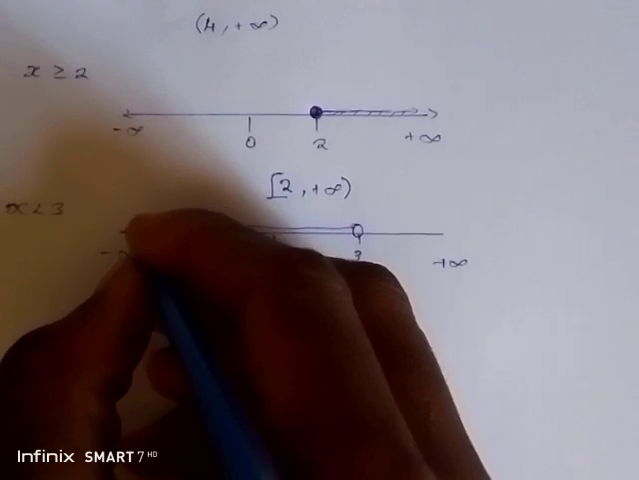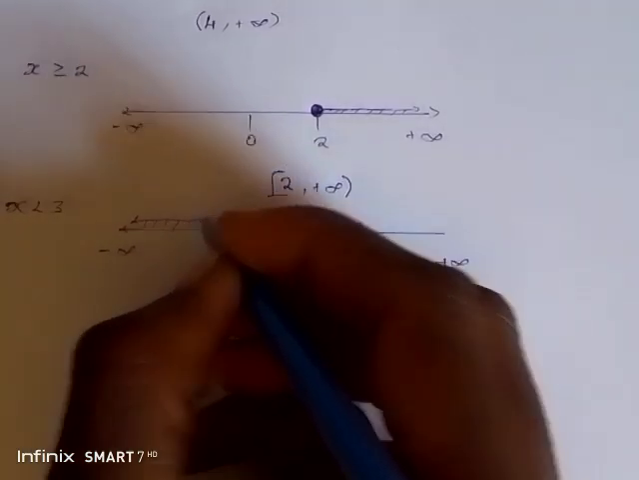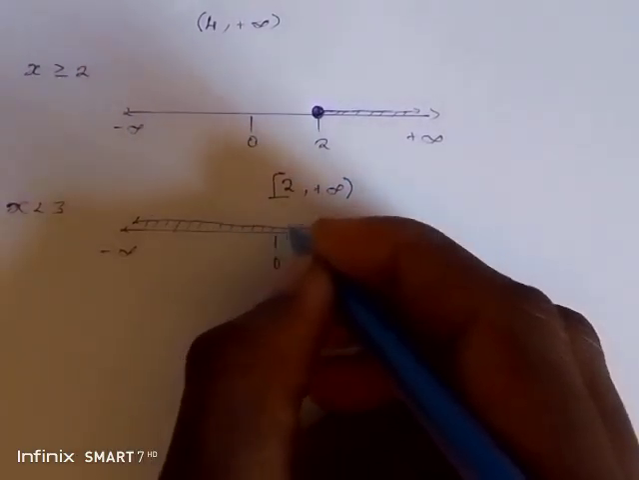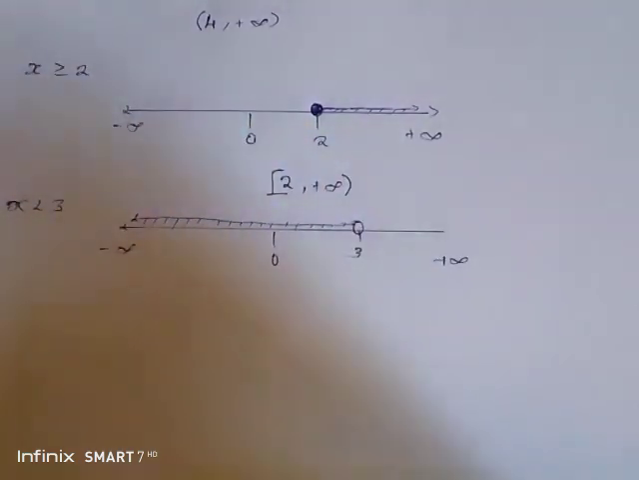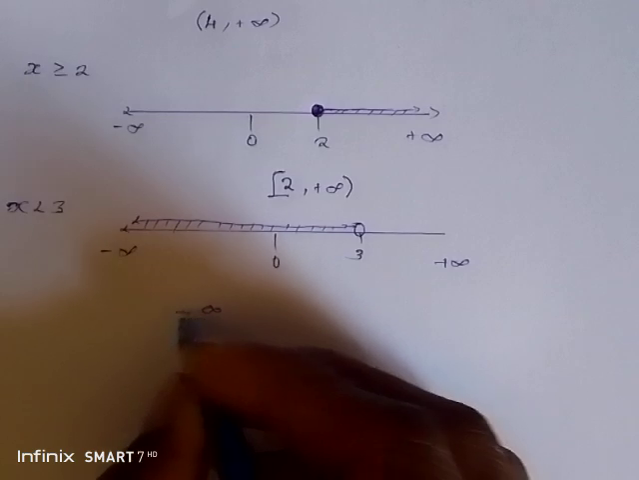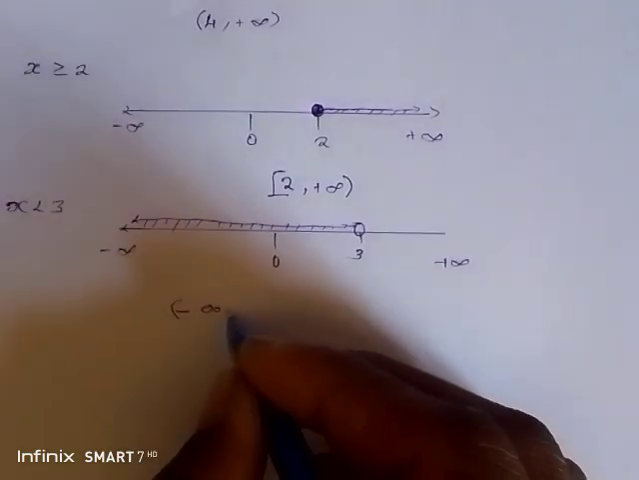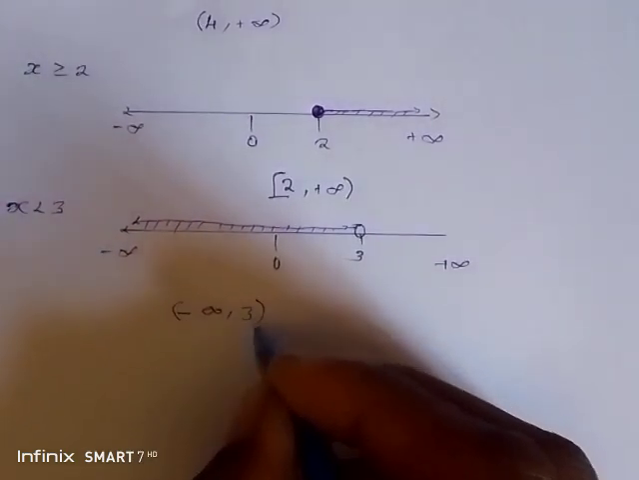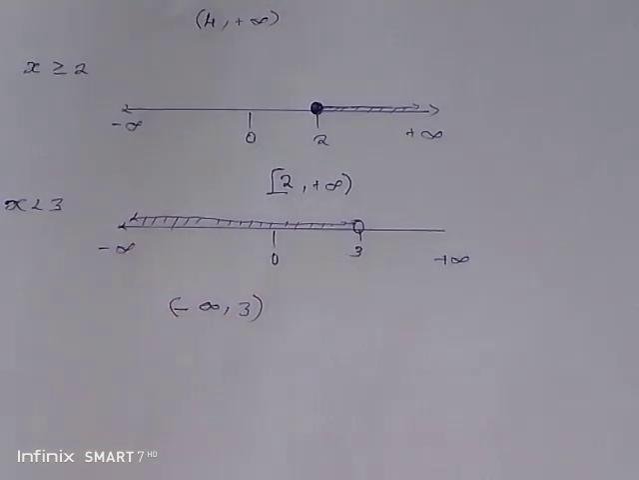So now, where do we start from? How do we represent this in interval notation? We are going to say negative infinity, comma 3, like that. Why? Because it is an open circle.